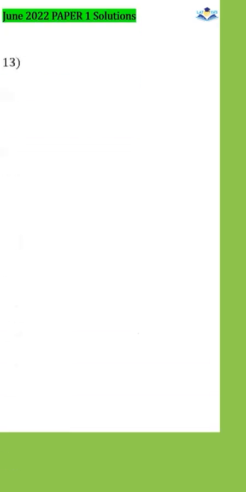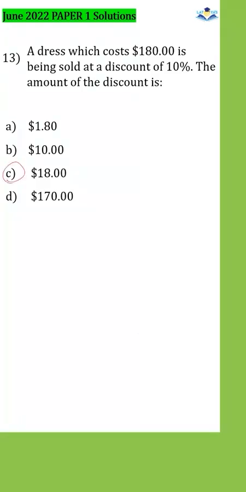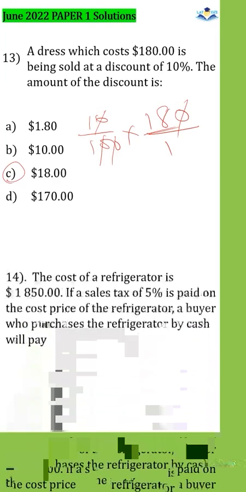Question 13. A dress which costs $180 is being sold at a discount of 10%. The amount of discount is going to be $18. All I have to do is find 10% of 180, and we are going to get $18. This 0 can cancel off this 0, and you see I'm getting 18. So my discount is $18.